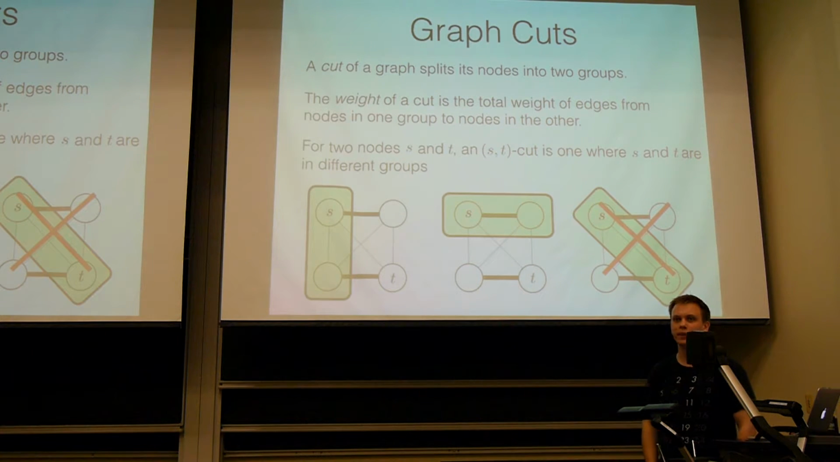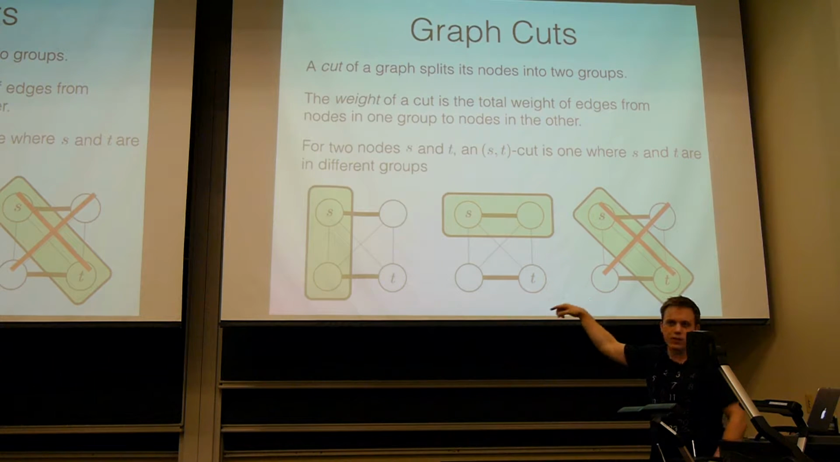The first one has the higher weight, right? Because it cuts through these two thick edges. You can kind of imagine like if you pulled them apart, you'd have to cut them. Whereas in the second one, the thick edges stay within their own groups.